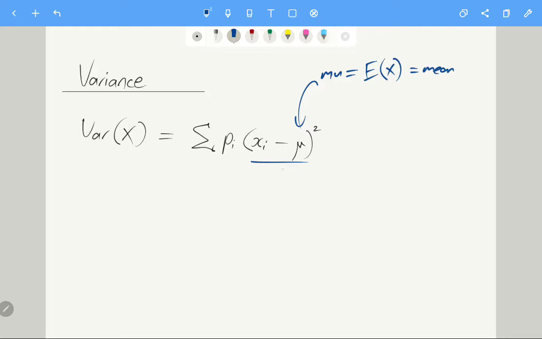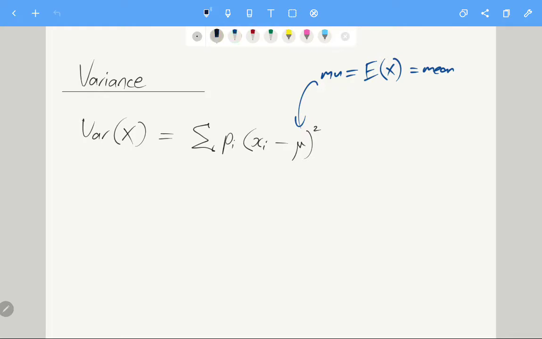Now, the problem with whenever we do subtraction is that sometimes we get a positive answer, sometimes we get a negative. Sometimes we don't care whether it was positive or negative. What's the solution? We square it. So we can square that, and that gives us a foothold. Once we've squared it, it's going to be positive no matter what, and then we just multiply it by the probability, add them all up.